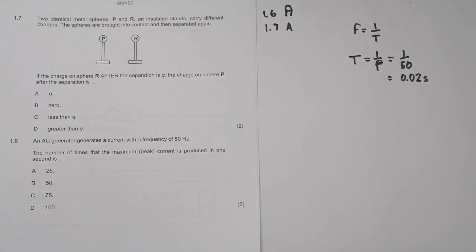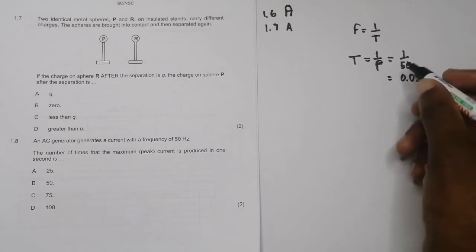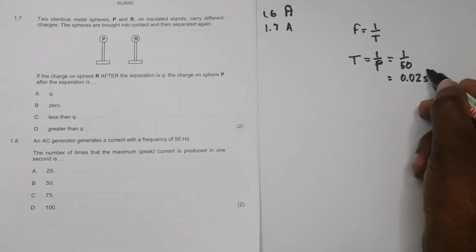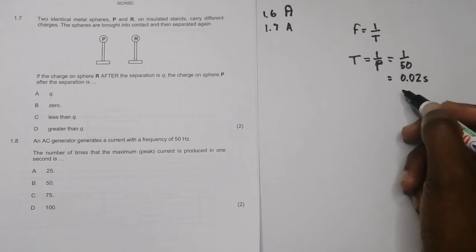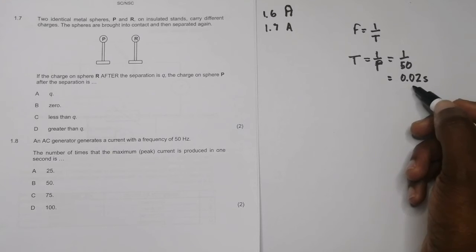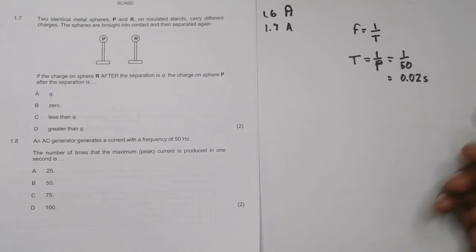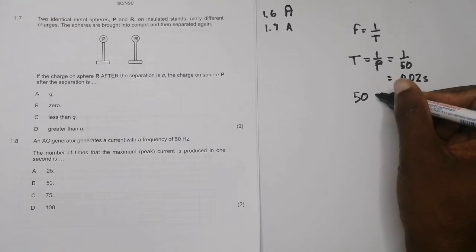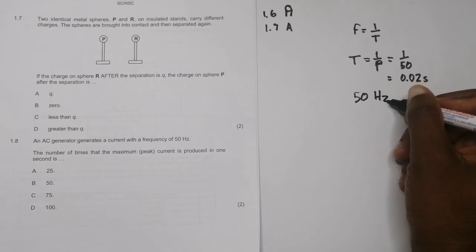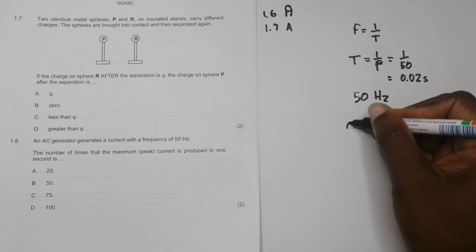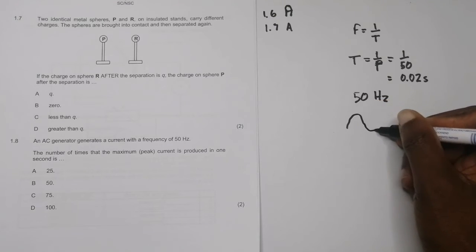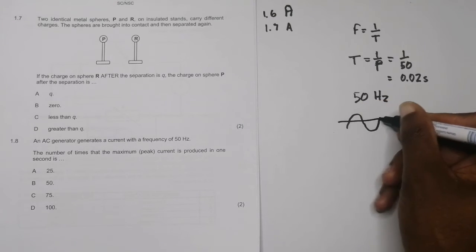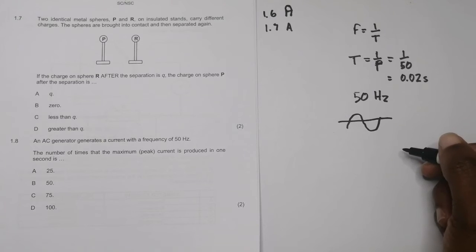Yeah, so to make it simple, we just simply say, so this is the time to complete one cycle, right? But it means that in 1 second, that's what hertz means, it means we are able to complete 50 cycles, right? Now think about an AC current. So you'd have a graph that looks more or less like this, right?